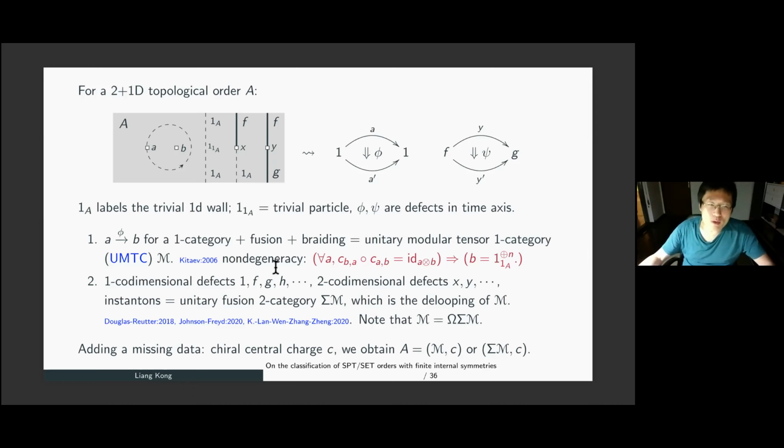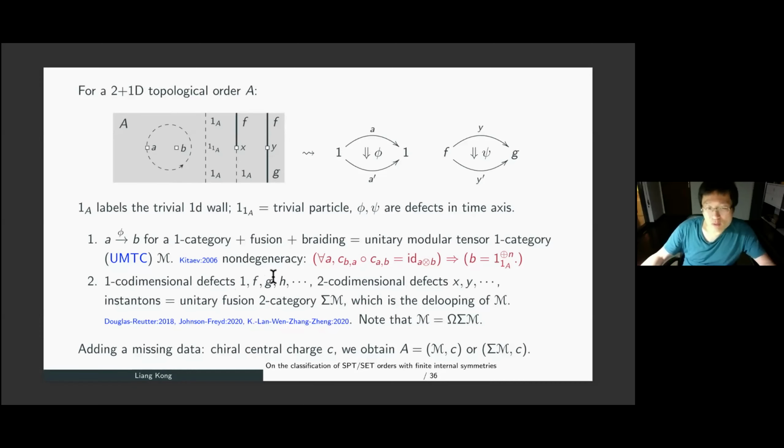The second point I want to make is that this is only the particles. You can add all the codimension 1 defects, and that just means you have to add all the F's and all the G's. Then they form a fusion 2-category.